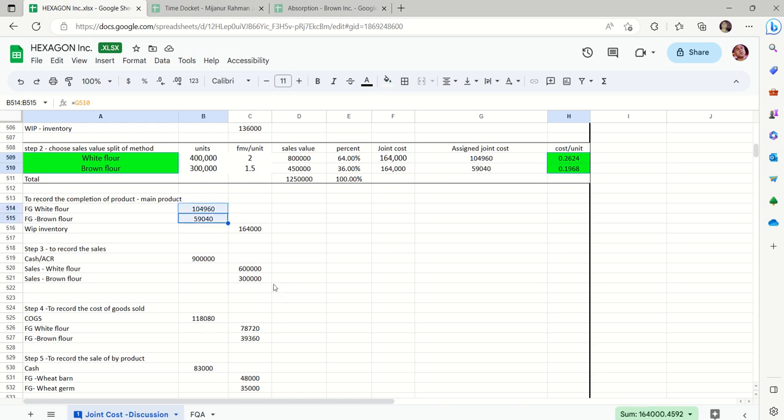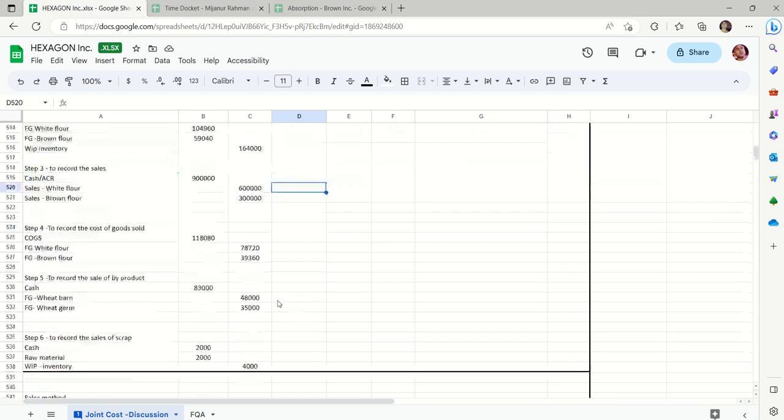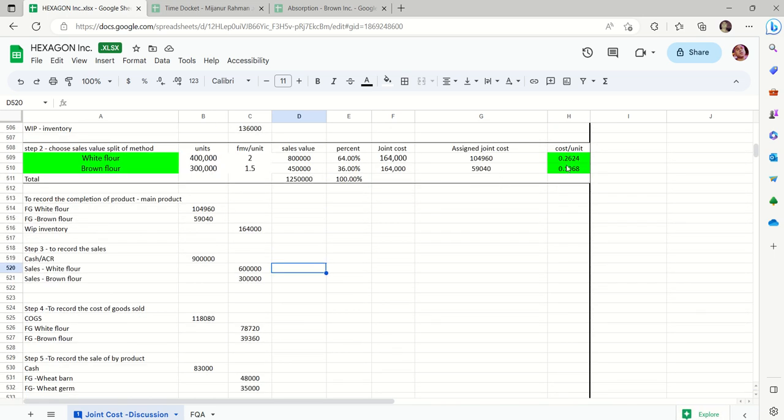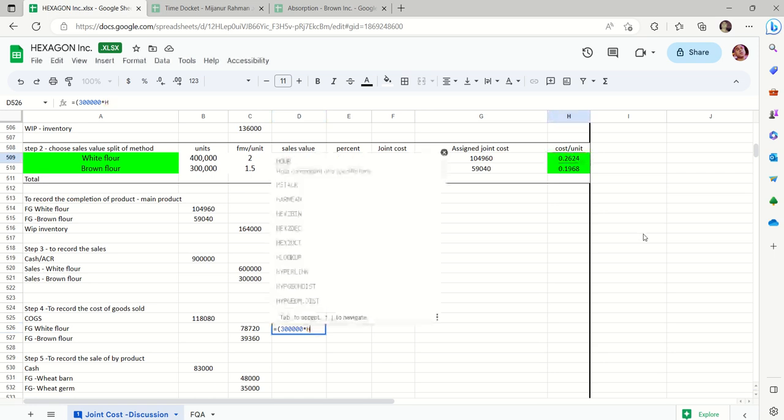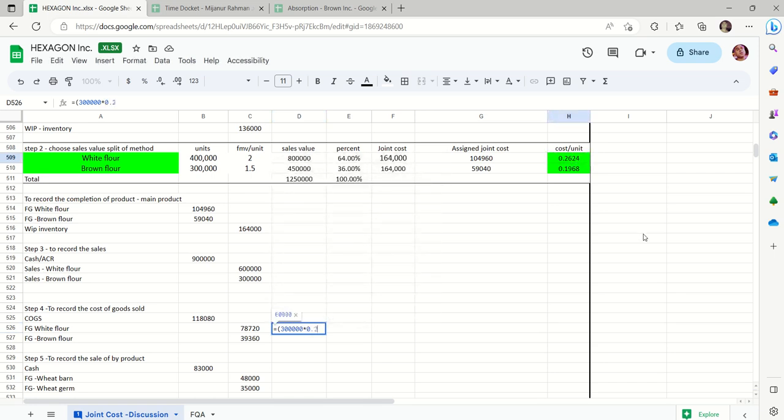Okay, so now what we need to do, with respect to white flour, is simply multiply how much we sold. We sold 300,000 units, multiplied by this 26 cents. We could say 0.2624. We just simply calculate this. That would give us 78,000. These two cells match.